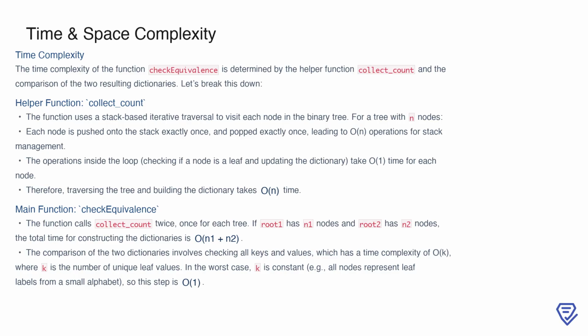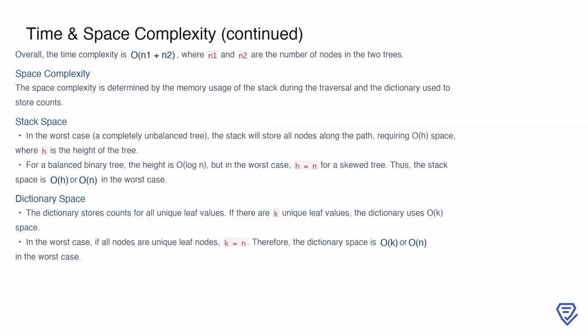Now, in the main function check equivalence, the helper function is called twice, once for each tree, with n1 and n2 nodes respectively. This results in a total time complexity of n1 plus n2 for building the dictionaries. Once the dictionaries are created, they are compared by checking all keys and values. If there are k unique leaf values, this comparison takes O(k) time. In the worst-case scenario, with a constant-sized alphabet for leaf labels, k is bounded, and the comparison step simplifies to O(1). Summing these steps, the overall time complexity of the check equivalence function is O(n1 + n2), where n1 and n2 are the number of nodes in the two trees.